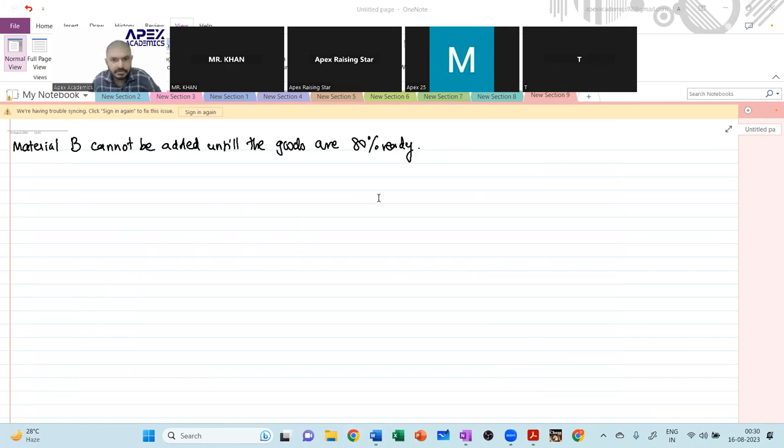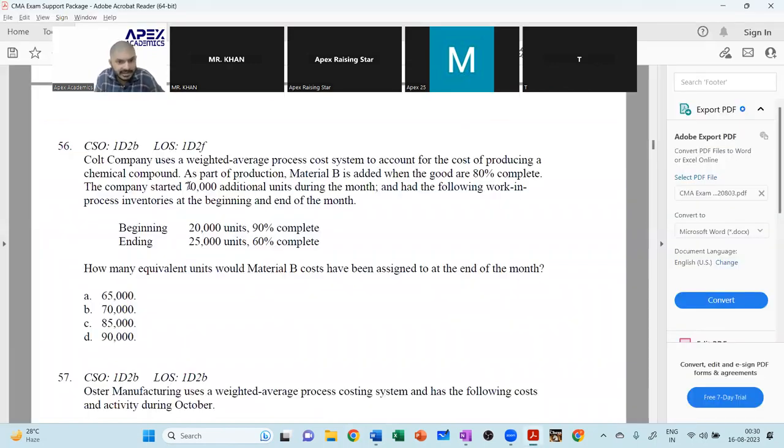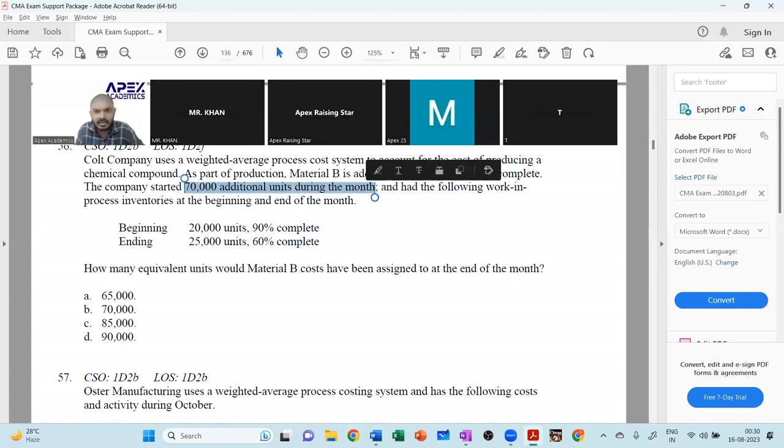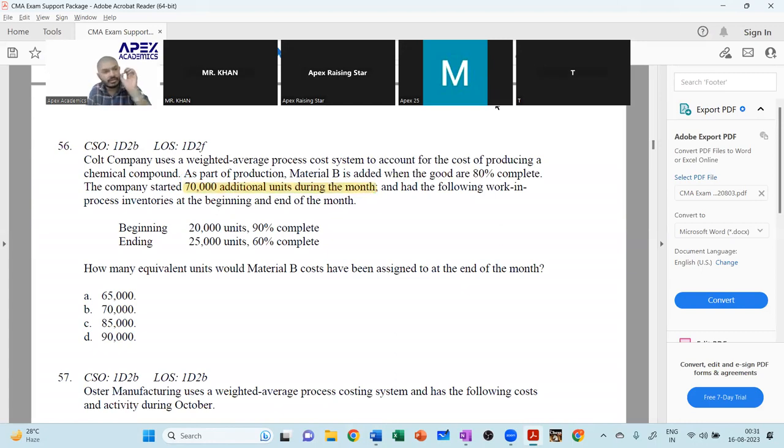I'm going back to the question. The company started 70,000 additional units during the month. They started working on these many units during the month. These are units started. And at the following WIP inventories. At the beginning, you had 20,000 units, which are 90% complete. And at the ending, you have 25,000 units that are 60% completed. That is what you have.